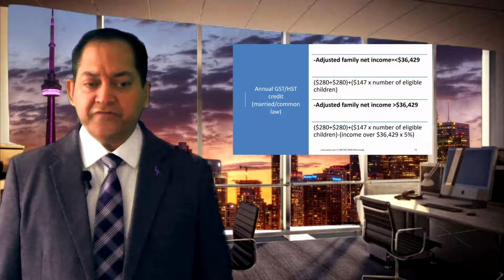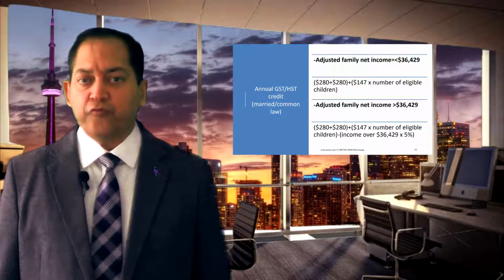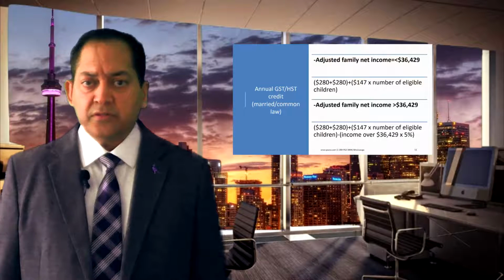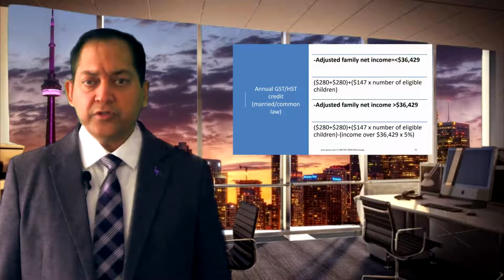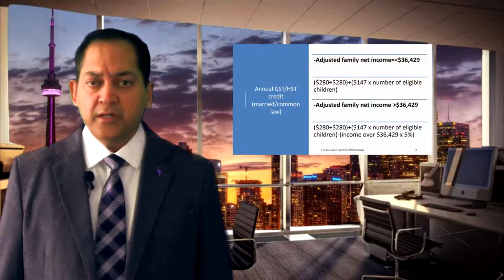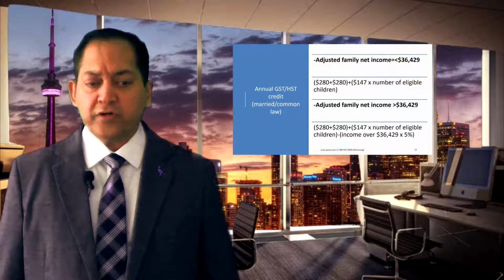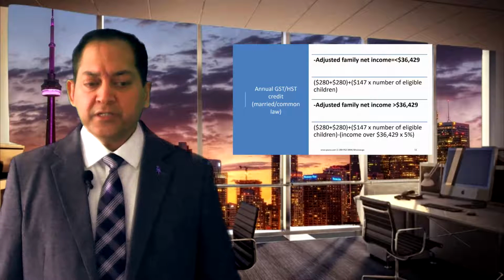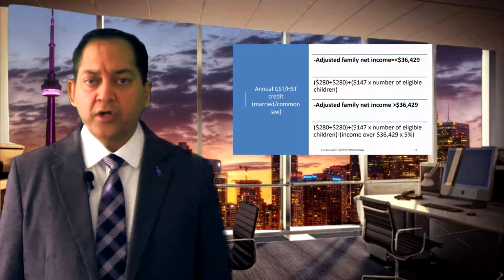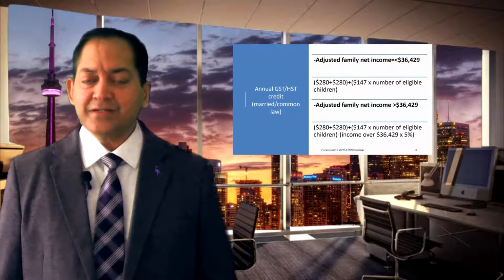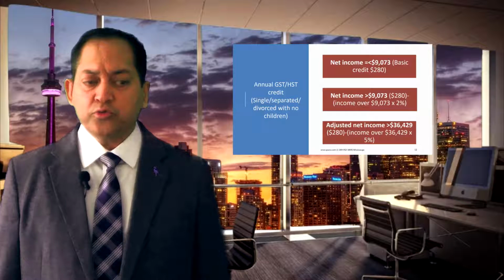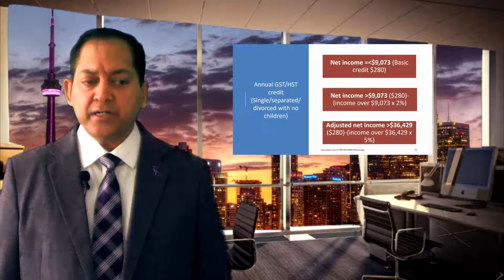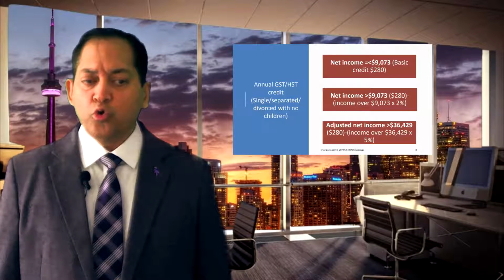Then if your adjusted family net income is greater than $36,429, certain adjustment will be made. You will get $280 for yourself, $280 for your spouse, plus $147 for each eligible child, but there will be a deduction that is equal to 5% of income over $36,429.